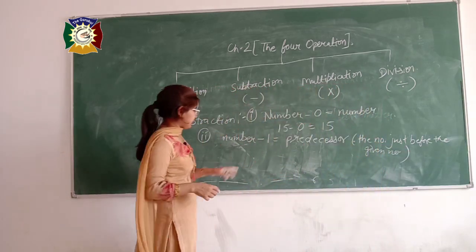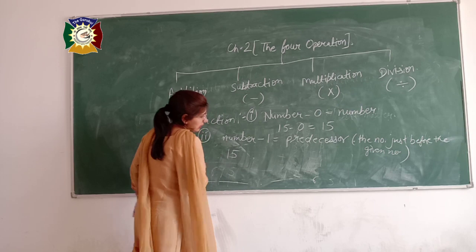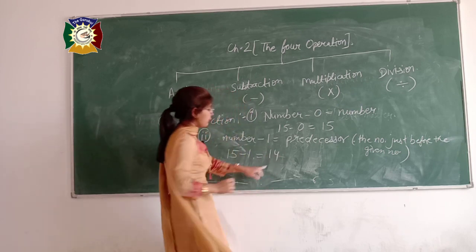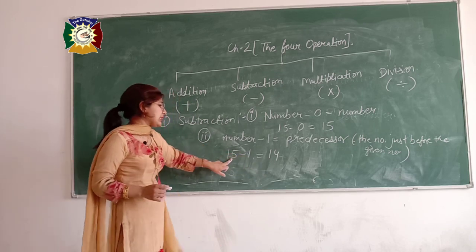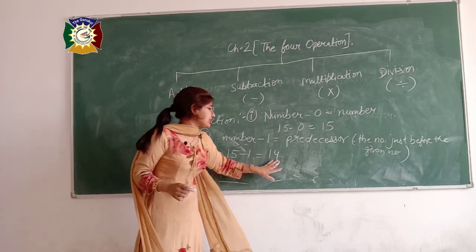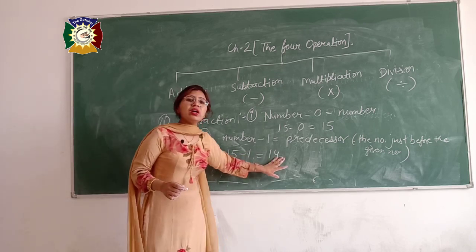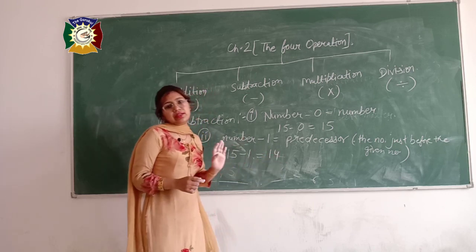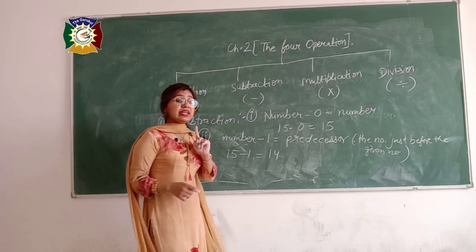Like see, if the number is 15 and you are subtracting 1 from here, what will you get? 14. And 14 is the number just before the given number. That is, the predecessor of 15 is your 14. Got it?